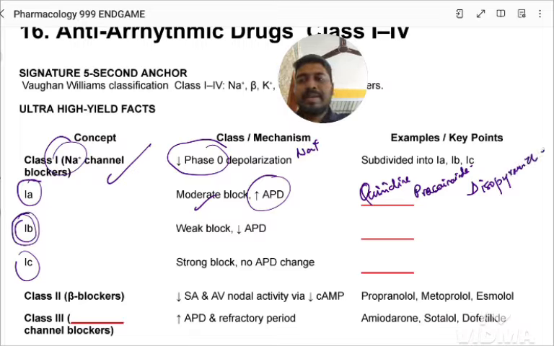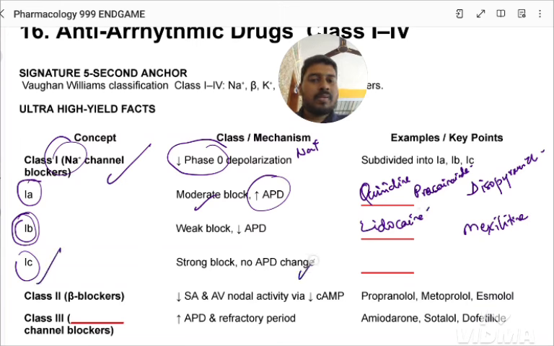Next, class 1B, I told you L and M. M is for mexiletine and L is for lidocaine or lignocaine. 1C is strong but no APD change. We saw that it is also contraindicated in structural heart diseases. Here we have F and P: flecainide and propafenone.